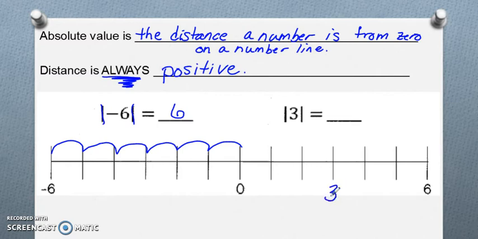On this number line, 3 is right here. And this question is asking us, what is the absolute value of +3? We want to know how many spaces, what's the distance from 0 to 3. I went 1, 2, 3 spaces. Again, notice it is positive. The absolute value will always be a positive number.